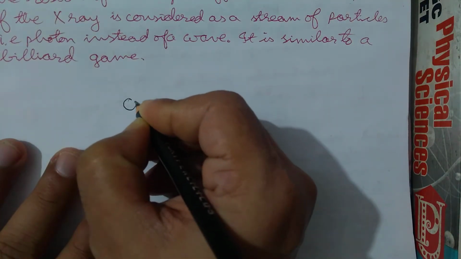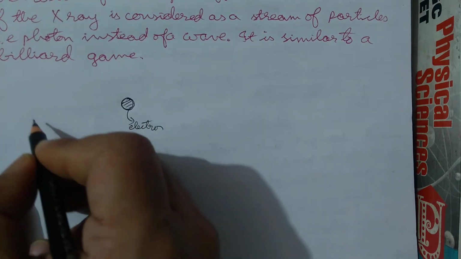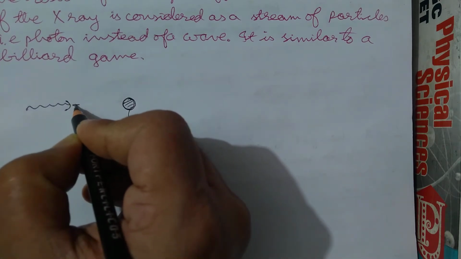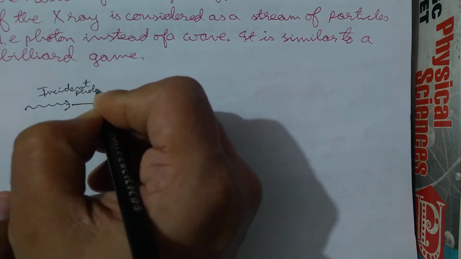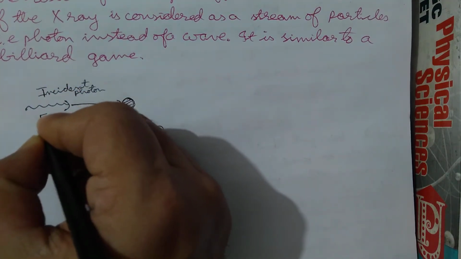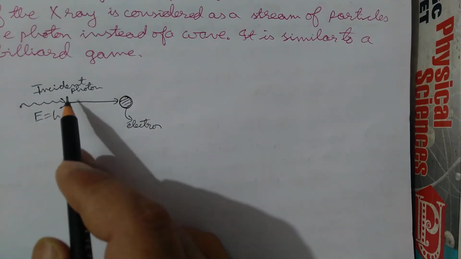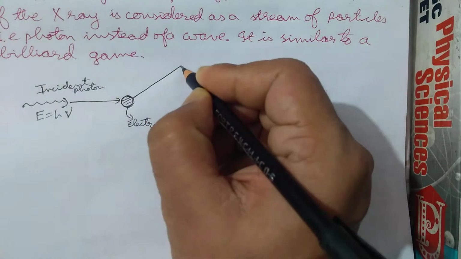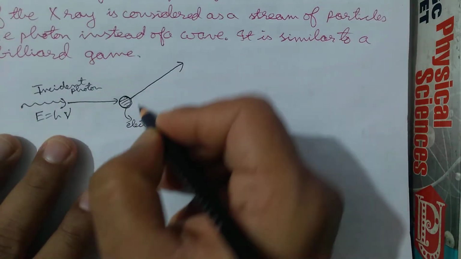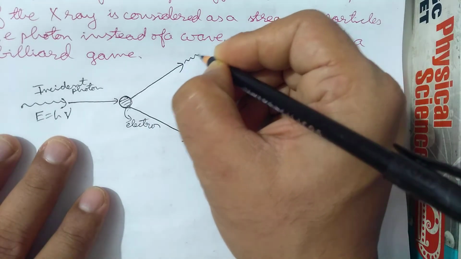This is the diagram. Suppose this is one extranuclear electron. This is one electron. Okay, and say this is a photon like this. This is the incident photon, having energy equal to h nu. Now when this collides, consider it as a billiard experiment. This photon is also one billiard ball, the electron is also one billiard ball. So what will happen? They will scatter. The electron will scatter in one direction like this, and this is the photon particle here, like this.